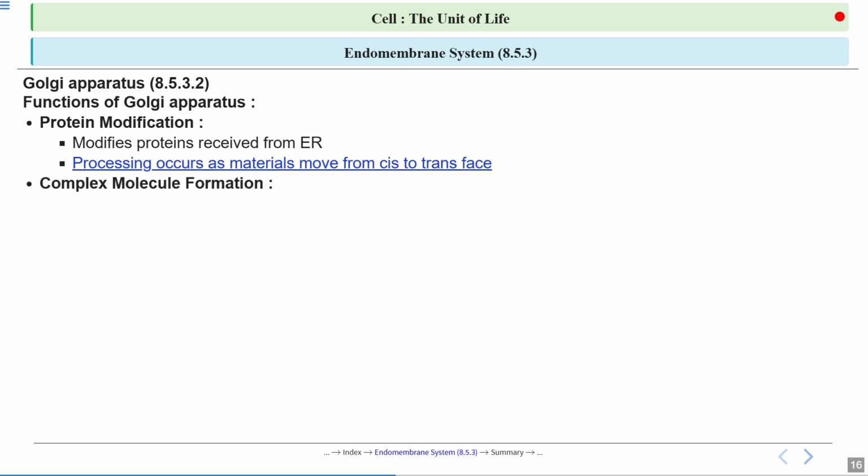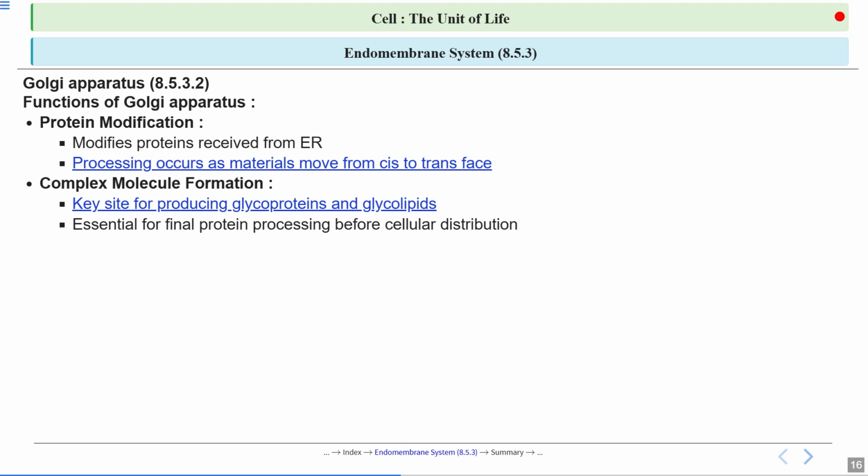Now it is also involved in complex molecular formation. So it is a key site for producing glycoproteins and glycolipids as well. These are complex molecules. Glycoproteins consist of a carbohydrate molecule attached to proteins. Then glycolipids is when the carbohydrate molecule is attached to the lipids. These are complex molecules. So Golgi apparatus is also a key site for producing glycoproteins and glycolipids.